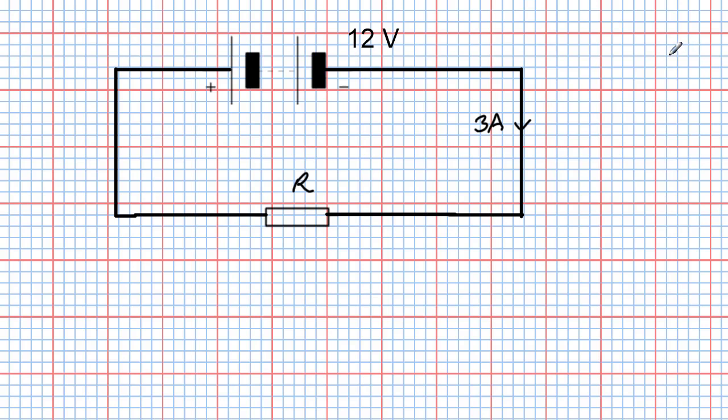Okay, here's our circuit and we're asked to find the value of resistance R. It's a simple circuit and we can use Ohm's law. Ohm's law states that the value of resistor R is equal to the voltage divided by the current. We know the voltage across the resistor is 12 volts because there's only one resistor there, so we can put in 12 volts. And we divide that by the current flowing in the circuit, which is 3 amps. So we get a value for the resistor to be 4 ohms. So resistance R is equal to 4 ohms.